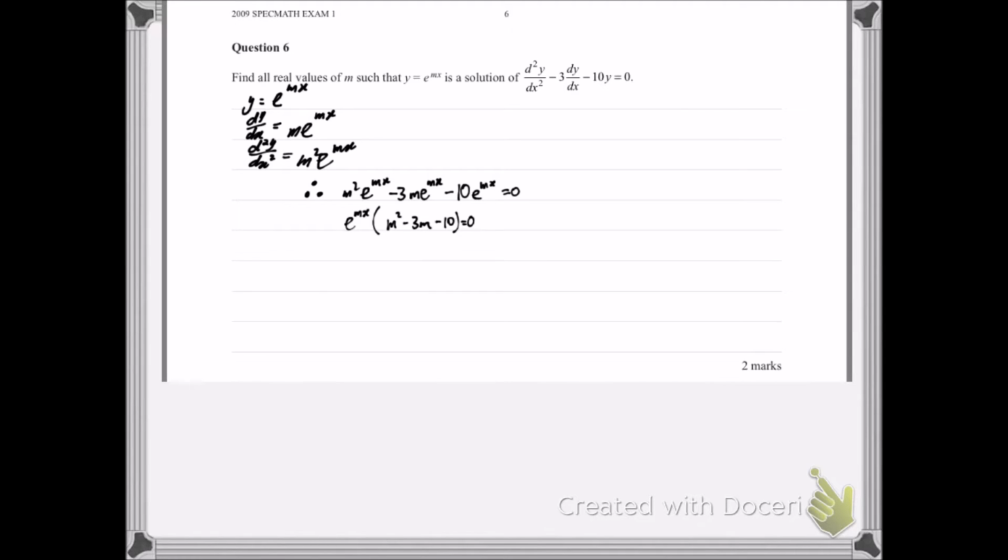So from this, we've got two parts. We've got e to the power of mx multiplied by the bracket, and that is equal to 0. So we use our null factor theorem, and we see that it can only be the quadratic equation that equals 0, because the exponential function never equals 0. It's asymptotic along the line y equals 0. So from that we can factorize and get solutions for m. And there are the two real values for m.